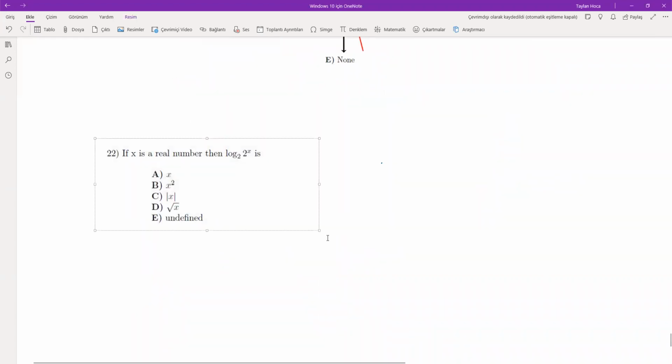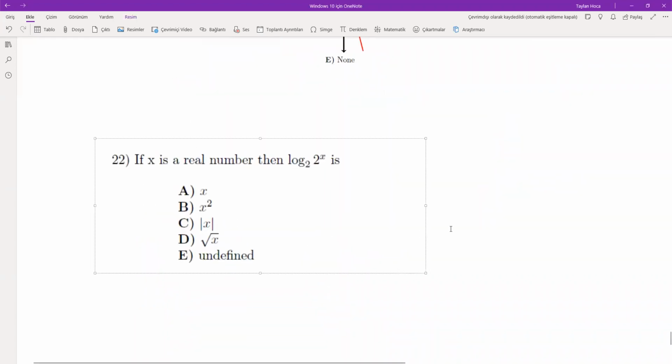If x is a real number, then log base 2 of 2 to the power x is what? Just tell me.